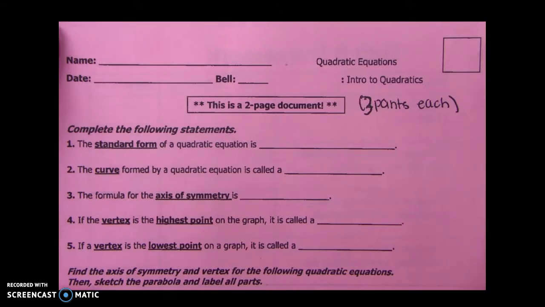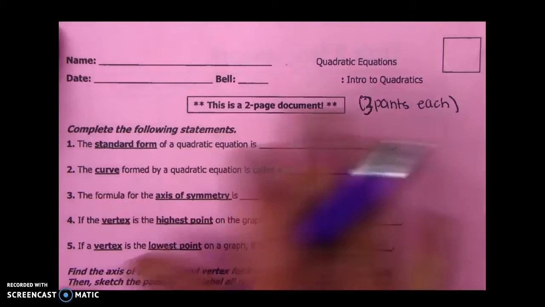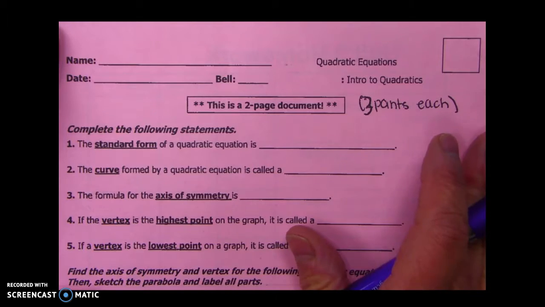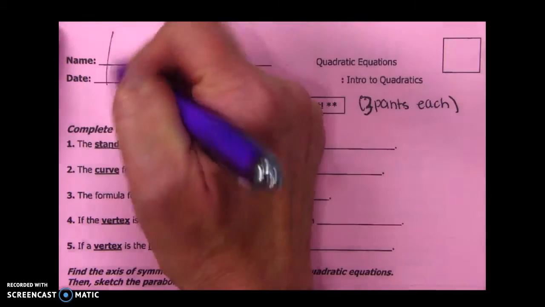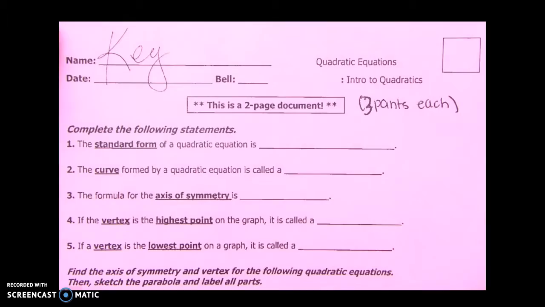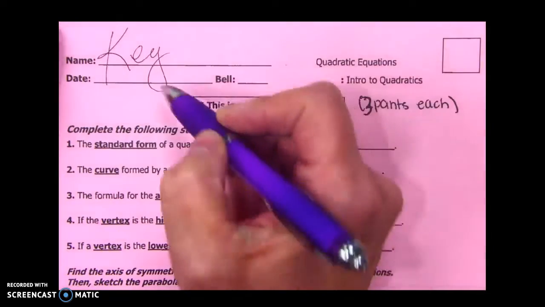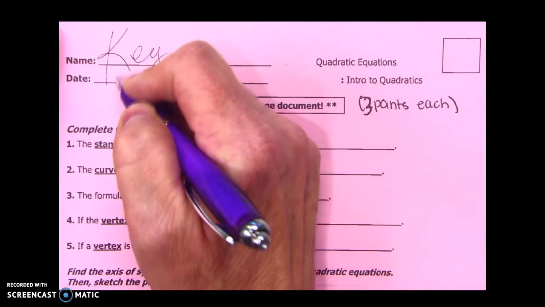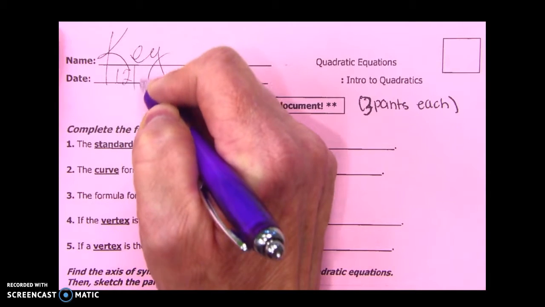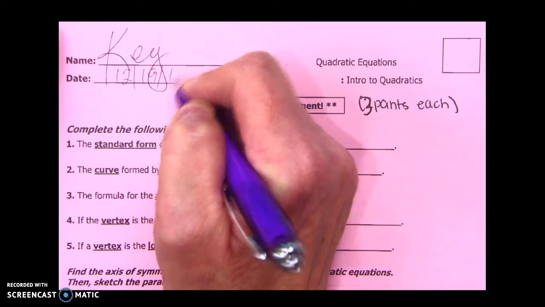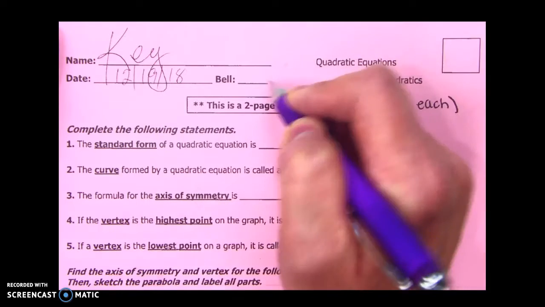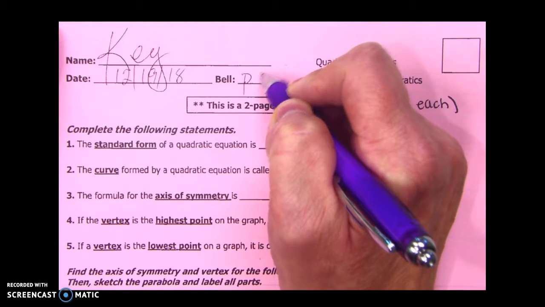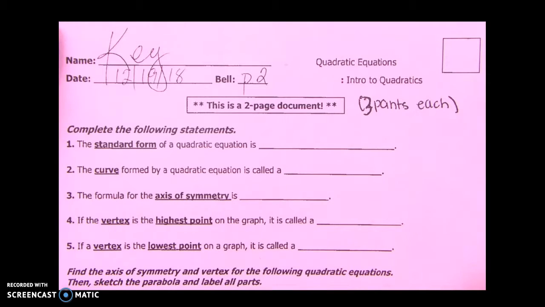Okay, so the first thing I want you to make sure you do when you get these packets, and this is a large packet, so we want to keep track of it. Make sure you're putting your name on here. So that is not your name. You're going to put your name. This is the key that we're going to have here. And today's date, which is 12/19. And then under Bell, just put the period that you're in. So this is period 2.